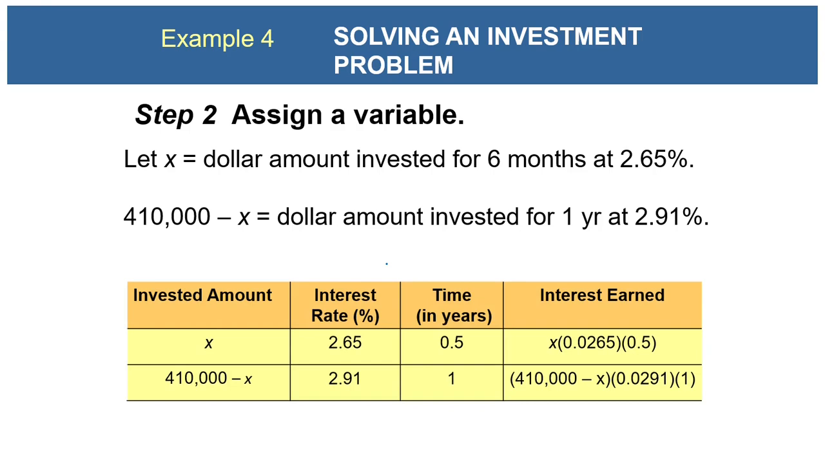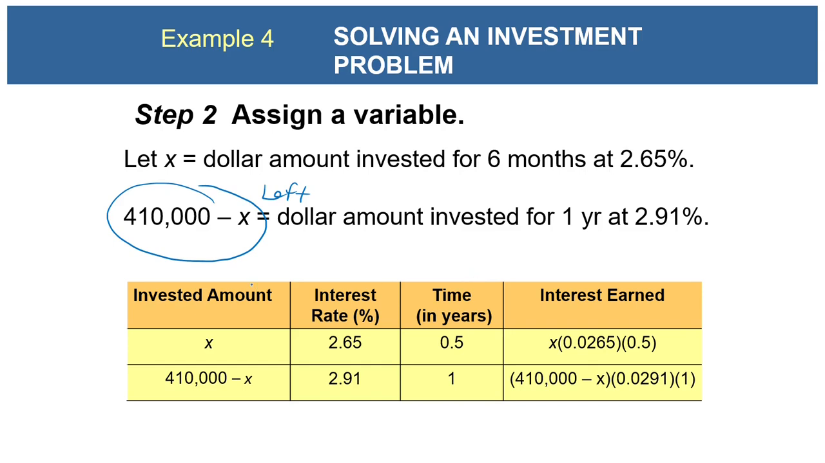Step 2, we're going to assign a variable. Let x be equal to the dollar amount invested for the 6 months at 2.65% interest. So whatever's left is going to be 410,000 minus x. That's the amount of money that we have left over. And that is equal to the dollar amount invested for 1 year at 2.91% interest.